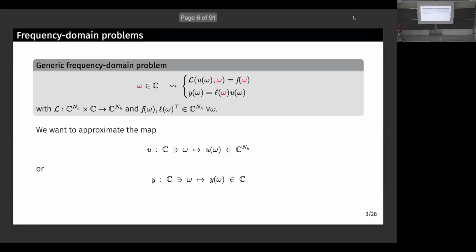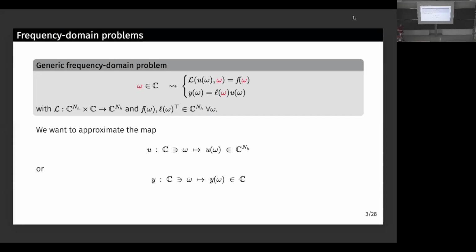because most of my presentation will consider a very general framework, which is the one that I'm putting here. So we have this scalar complex parameter, frequency omega, and then we have the first equation, which is the one I described until now. I'm going to call it the state equation. This operator L might be the Helmholtz equation, but it will also encode the boundary conditions.